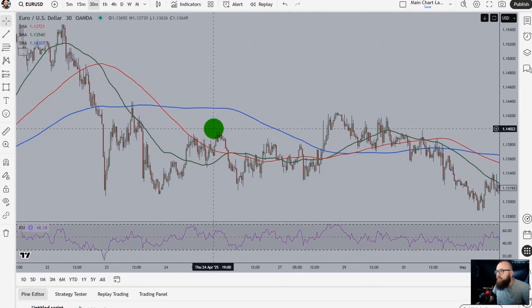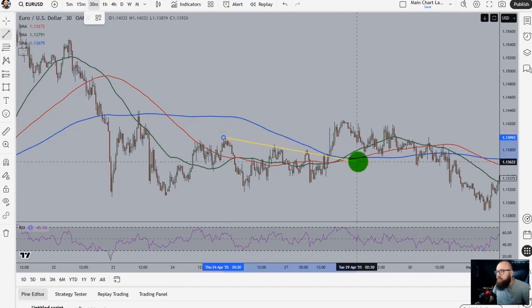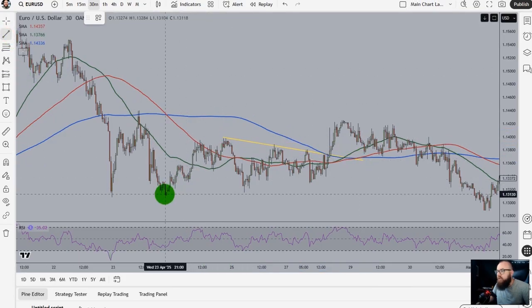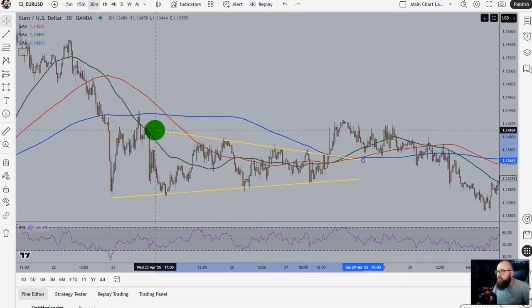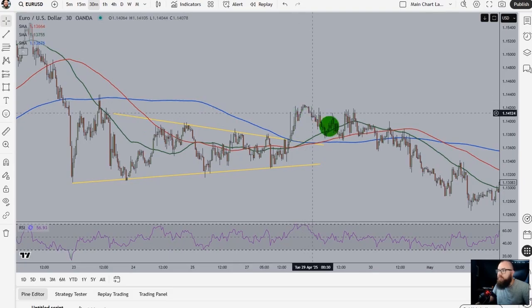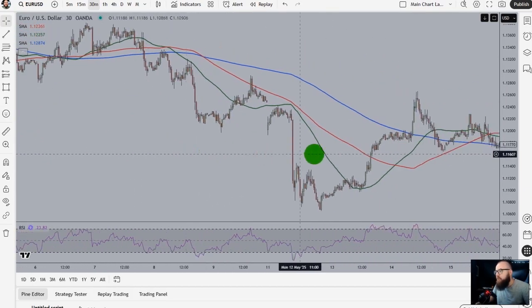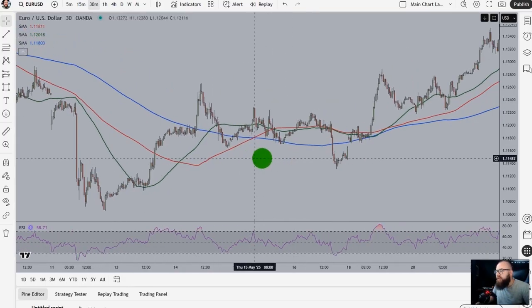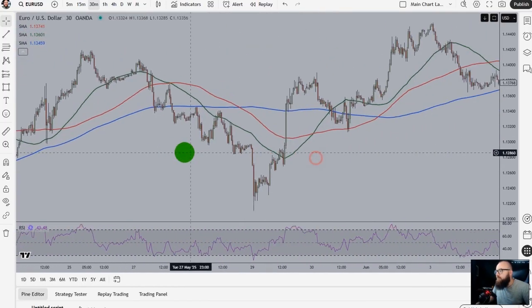So we can spot some more of these. Actually, this is almost symmetrical, I'd say. Okay, so this resistance, and we have this support here. I would say it's a symmetrical triangle, so after all that, there's one here. Once again, the breakout wasn't great. Let's say we can spot some more of these sort of consolidation breakout patterns.